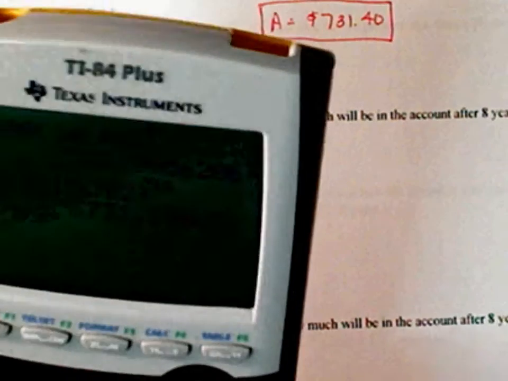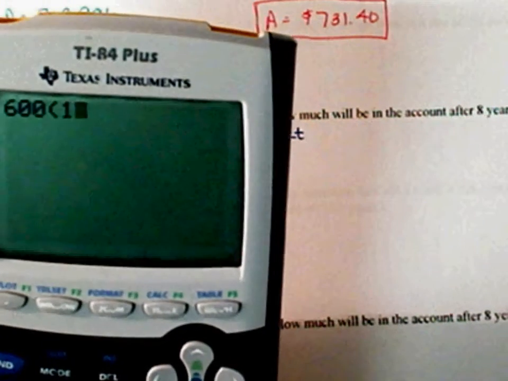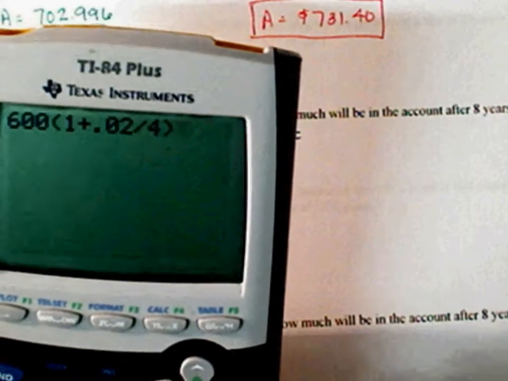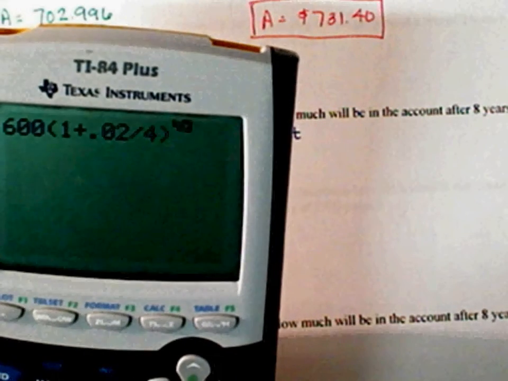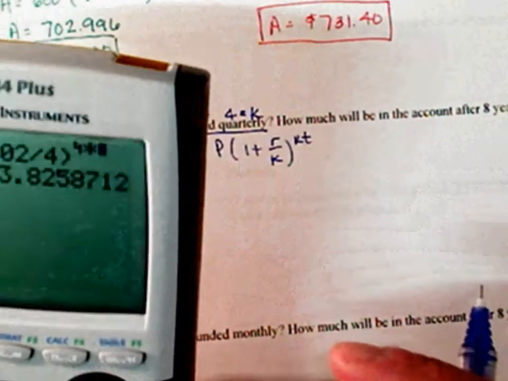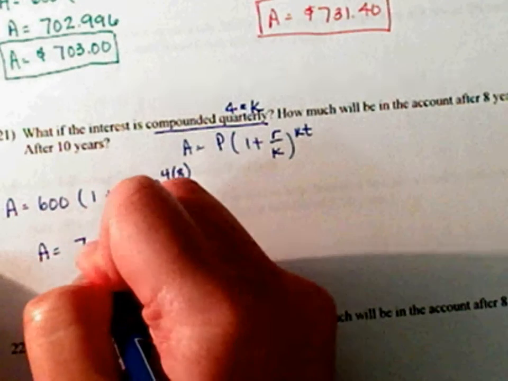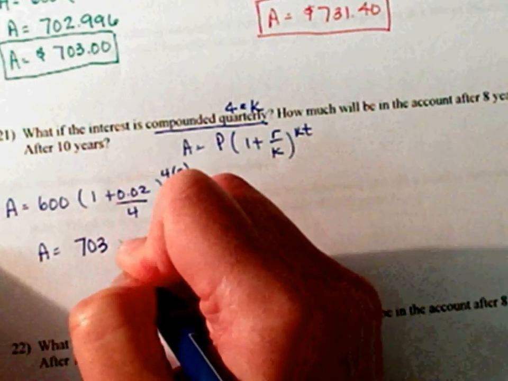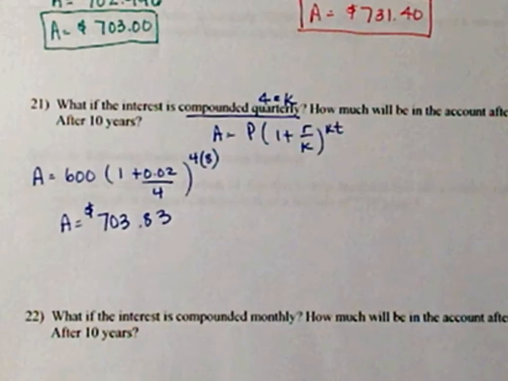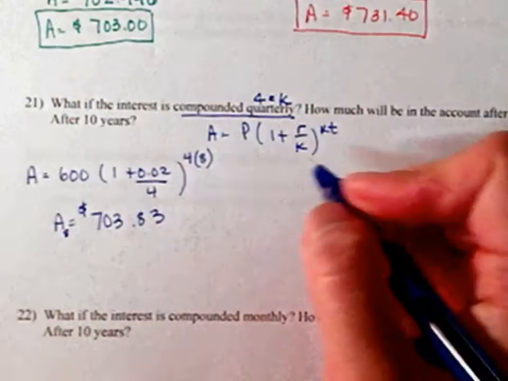So here's your calculator work. Let me see if I can get you guys to see it. 600, 1 plus 0.02 divided by 4, you can just keep it like that, raised to 4 times a year for 8 years, okay? That comes out to be $703.83. And if you need to write 8 right here to remind you, that's fine. All right, now let's go find it for 10 years.